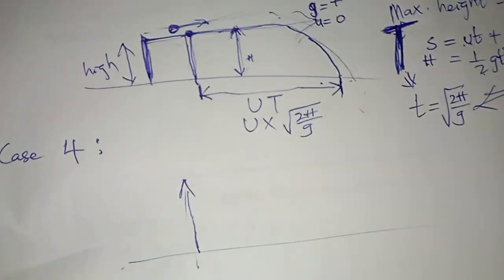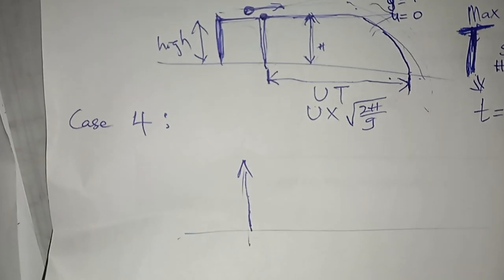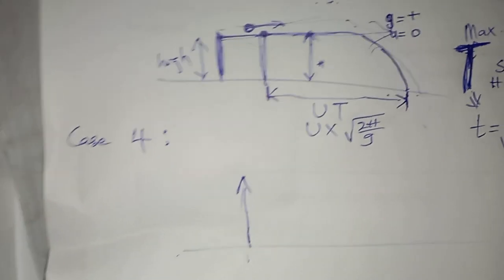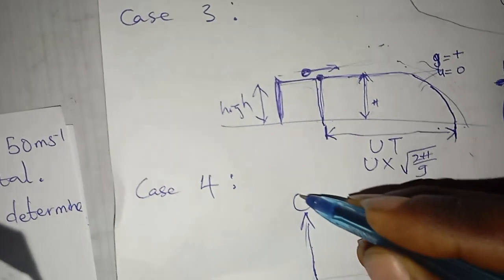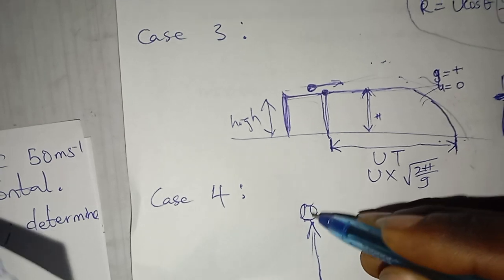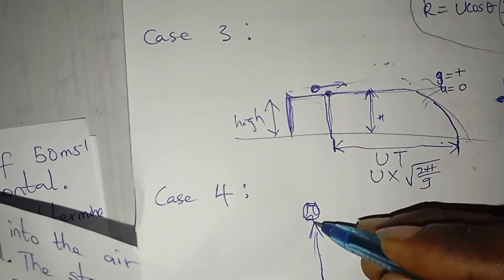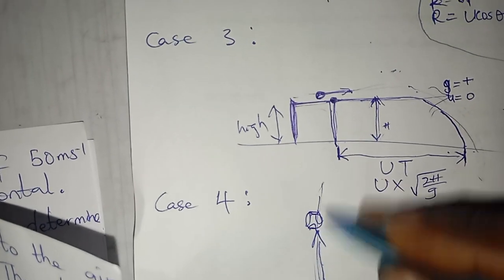So let's move to case 4. In case 4, I have when the body is projected vertically. They say a ball is thrown vertically upwards. If a ball is thrown vertically upwards, I can see that this particular ball has no direction. It has no business with horizontal direction. This is the ball. They play it up, it will come down. Play it up, it will come down.